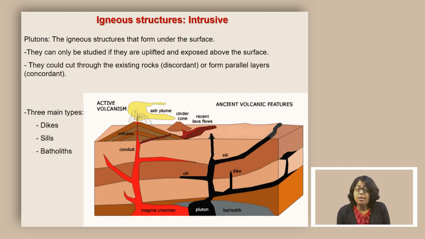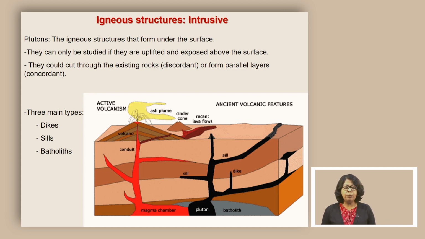Plutons are defined as the igneous structures that form under the surface. They never come to the surface when they are forming. It is possible that once they form underneath the surface, subsequent geologic processes such as uplift may bring them to the surface. As a result, we do see a number of plutonic structures on the surface, but by definition they must be forming underneath the surface.